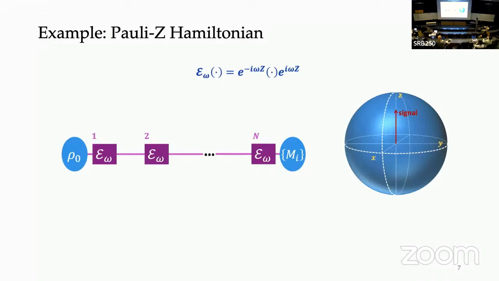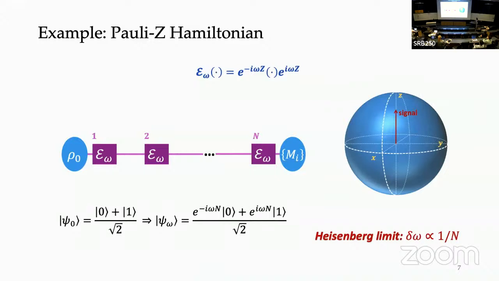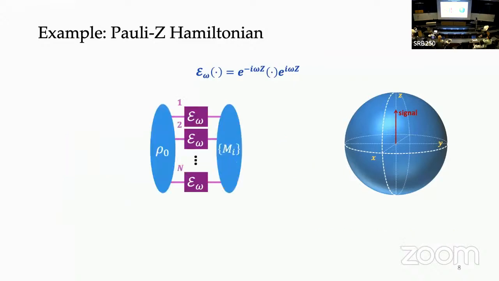In the first situation, I'm going to consider you have no noise at all. In that case, you don't need any type of quantum control. You just apply the same channel on the qubit multiple times. If you start with a plus state, you will have a phase difference, omega n, which is proportional to n. In that case, you naturally achieve the Heisenberg limit by performing a measurement on the output quantum state.